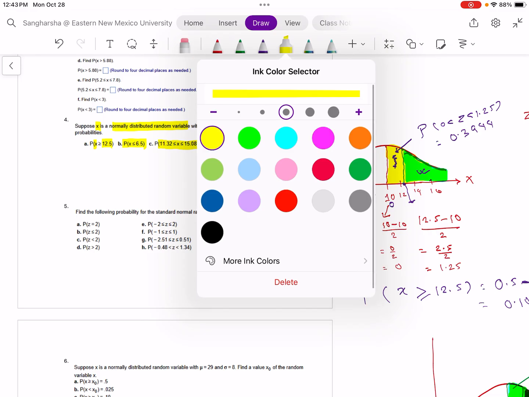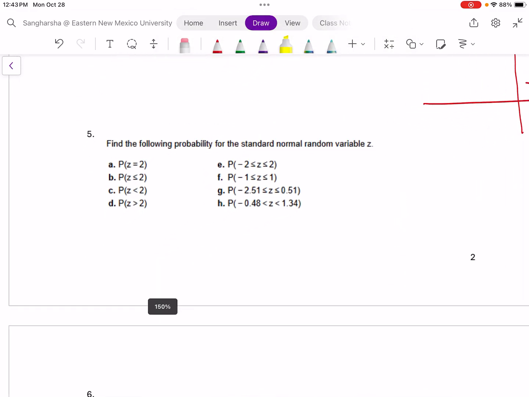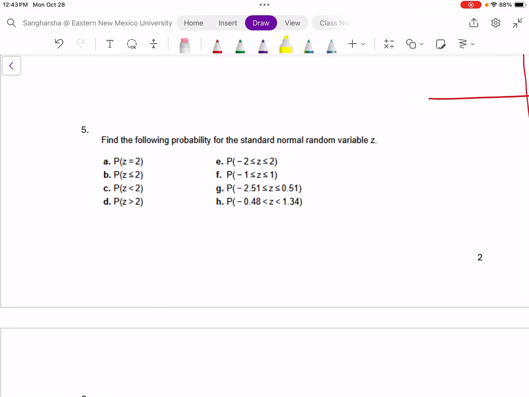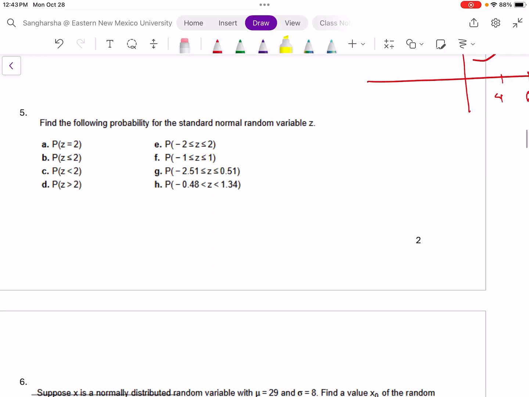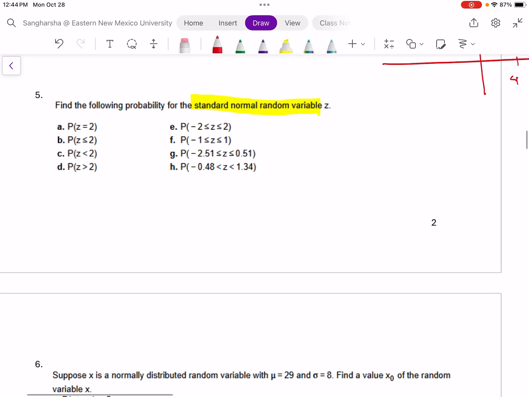So in number 5, find the following probability in the standard normal random variable. This should be easy, right? So it's already a standard normal random variable Z. So we are not required to convert here. We have the Z. Okay, you draw the graph, you find the correct region, use the Z table, find the probability. Okay, so let me start with number 8.